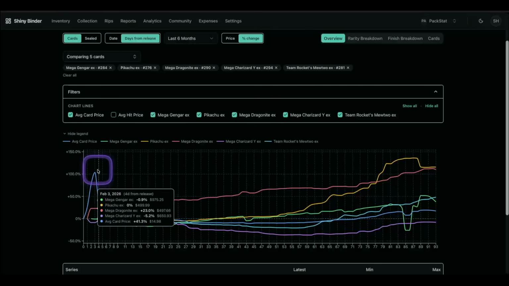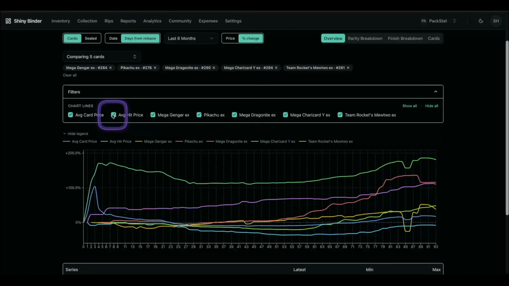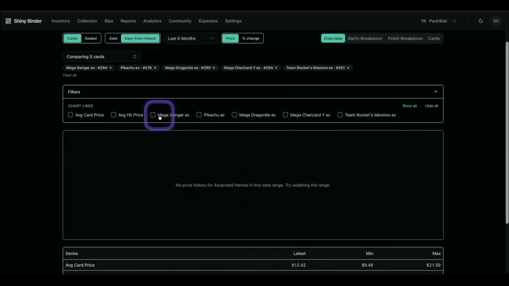This blue line then represents the average card price, which is calculated by adding all the values of every card in the entire set. And that includes commons, uncommons, reverse holos, and so on. And then dividing that by the total number of cards. Average hit price just does the same thing, except only calculating the hit cards, so the double rares and above. But anyhow, that is not what I'm going to talk about.